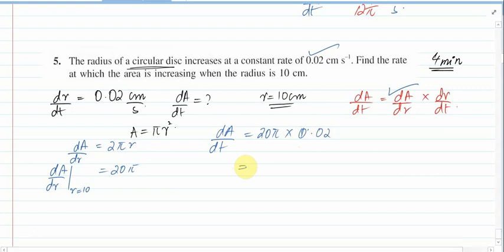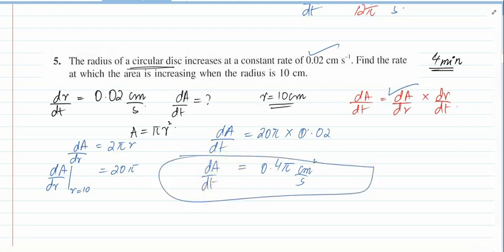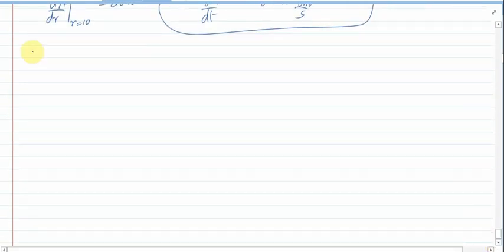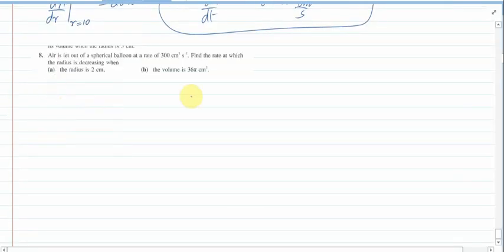It's 0.4. So dA upon dt is 0.4, right? And the unit will be centimeter square per second. That is your dA upon dt final answer. All right, moving on towards the next one. That will be the last question of today's session. It's question number 8.